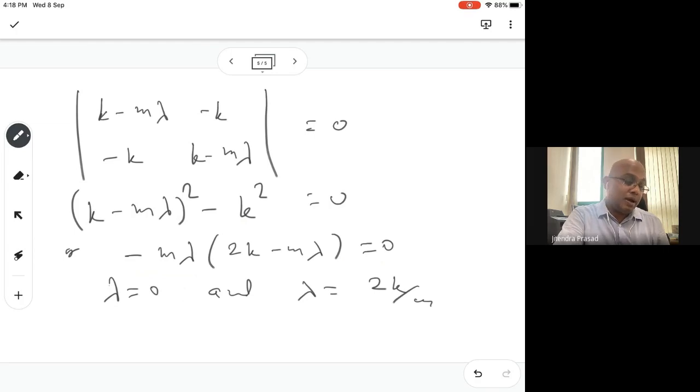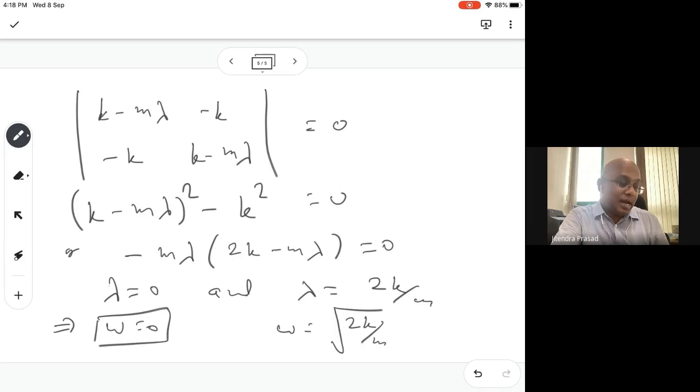Lambda is nothing but omega squared. So omega n equal to 0, and the other one says omega equal to root of 2k over m. These are the natural frequencies. So the answer: the first is 0, and the second natural frequency is this one.